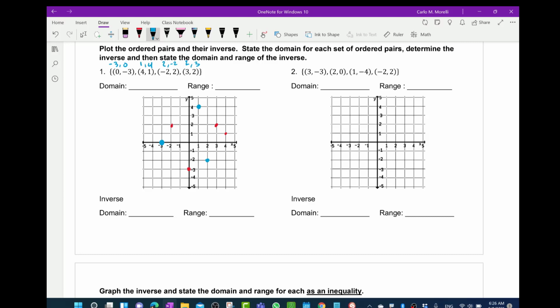Really? Because that's not a function. See how the 2's repeat?